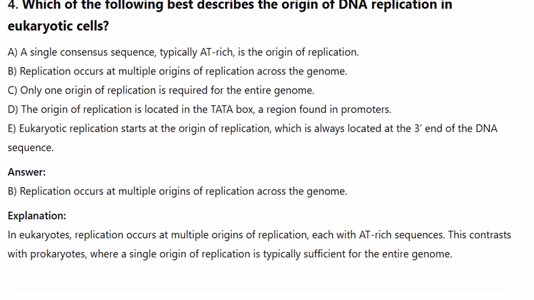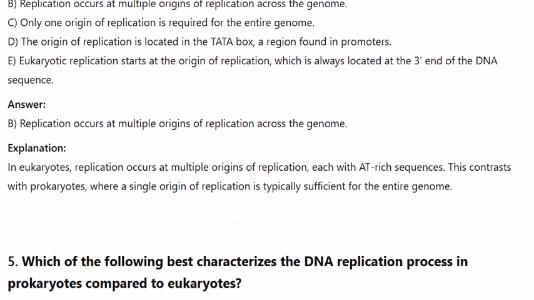Answer: Replication occurs at multiple origins of replication across the genome. Explanation: In eukaryotes, replication occurs at multiple origins of replication, each with AT-rich sequences. This contrasts with prokaryotes, where a single origin of replication is typically sufficient for the entire genome.